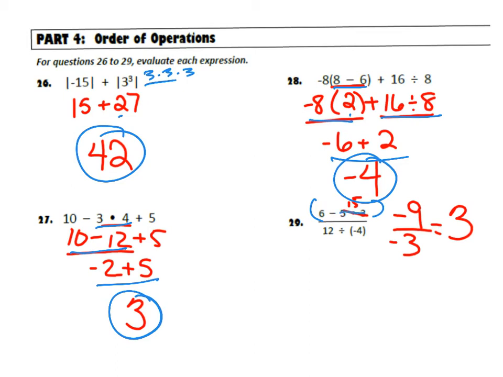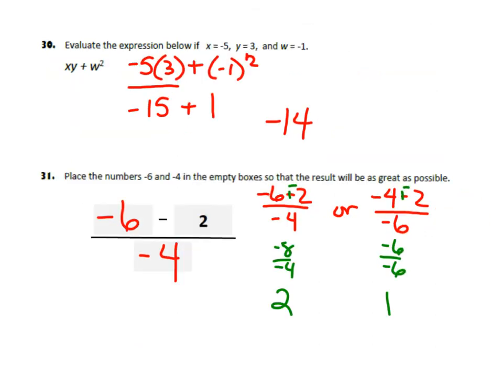multiplication first gives me 15. 6 minus 15 gave me the negative 9. 12 divided by negative 4 gives me a negative 3. Positive 3 is my answer.